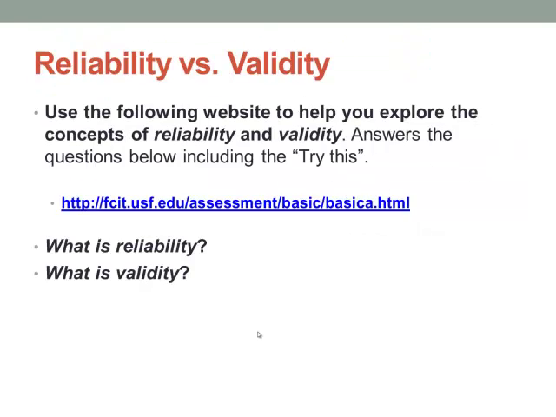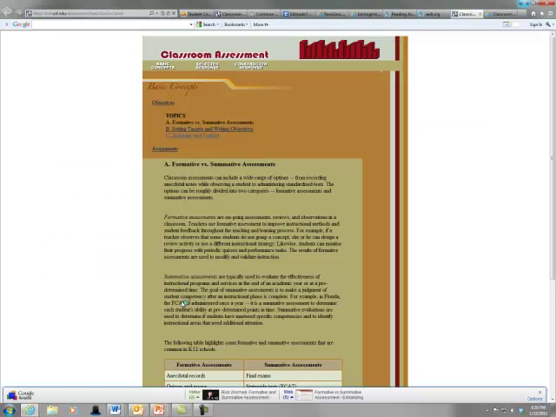Now, with all that said, when we think about tests, both criterion referenced as well as assessments that are norm referenced, we want to ask the important questions about reliability and validity. Now, this website, the same website that you looked at, formative and summative assessment, has information on reliability and validity, and it's really nicely set up. It's very simple, it's very clear, and I want you to go to that website again and answer those questions.